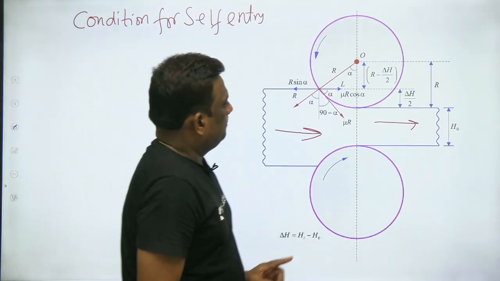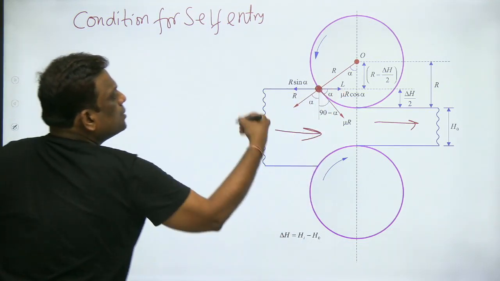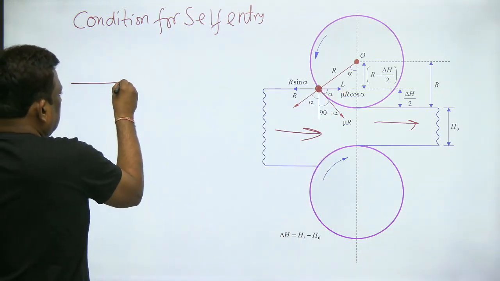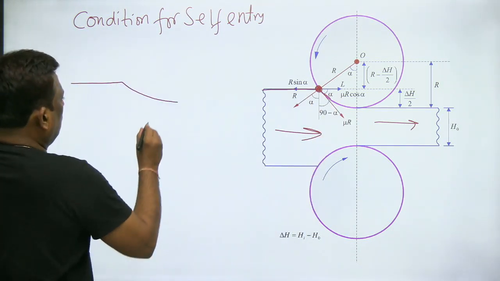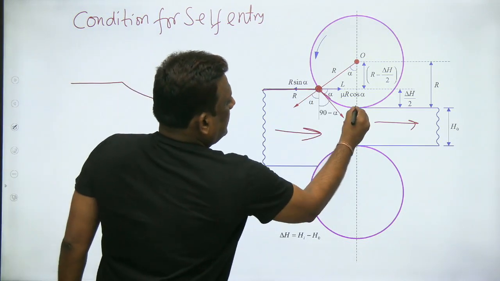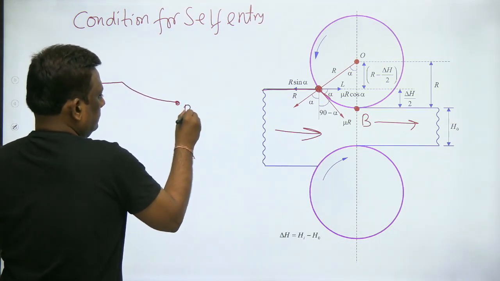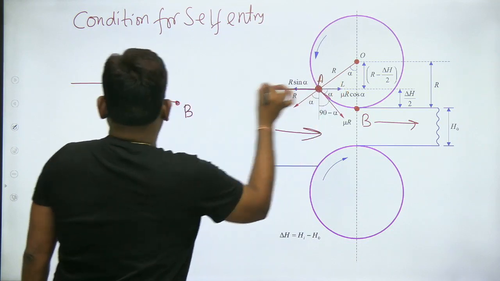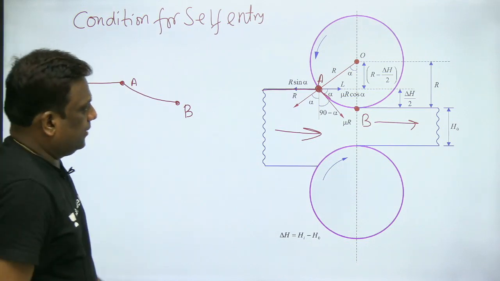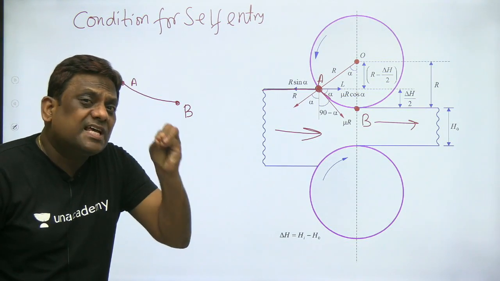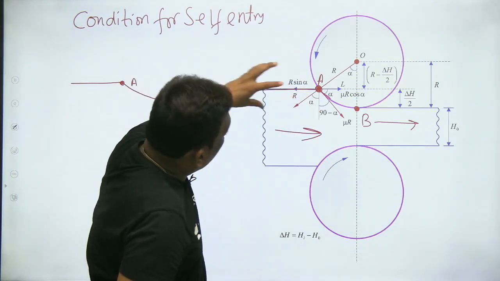Okay, dekho. Now, let's take this point. Understand carefully. So, I will draw the workpiece. Ye wala. I'm showing this part. And let us assume yahan se yahan tak, let this point be B. And let this point be A, as I said already. Now, look carefully. Let me show forces acting on the workpiece.